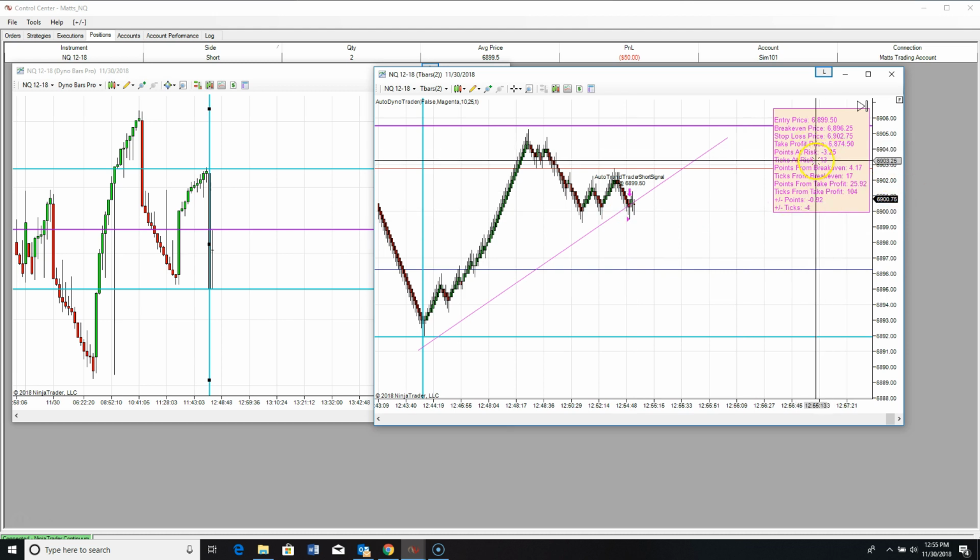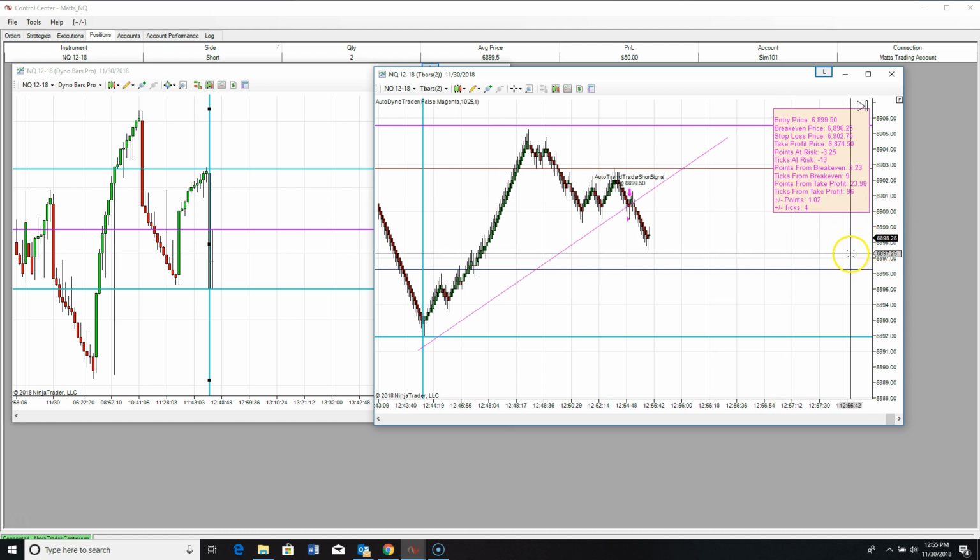Points at risk, we've risked 3.25 points on this trade. So that's how much we stand to lose, is 3.25 points. And it shows your ticks at risk too. How many points we're at from break even, ticks from break even, points from take profit, which I'll scale the profit, scale out in a second. I'll show you that. Just want to see what's going to happen here. And the plus and minus points is how many points we're up. So essentially we're up a point, 4 ticks, right?